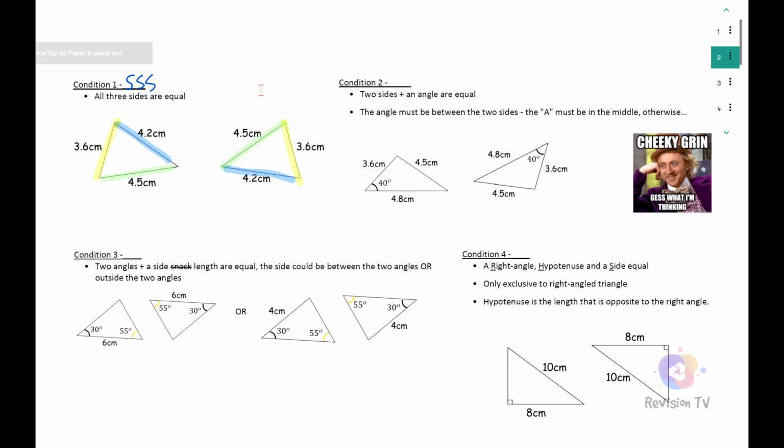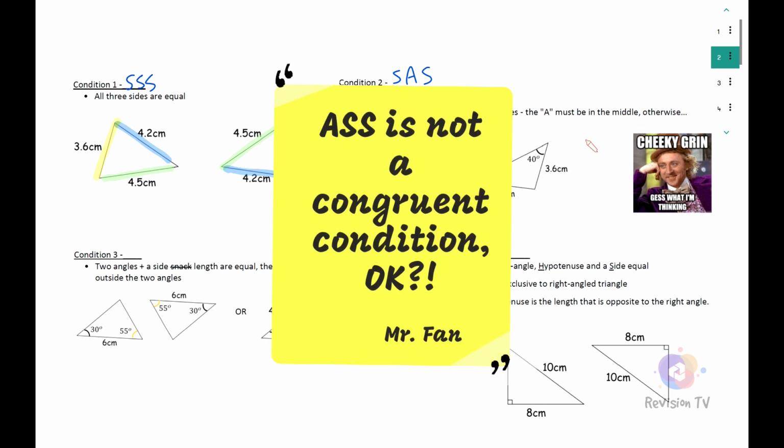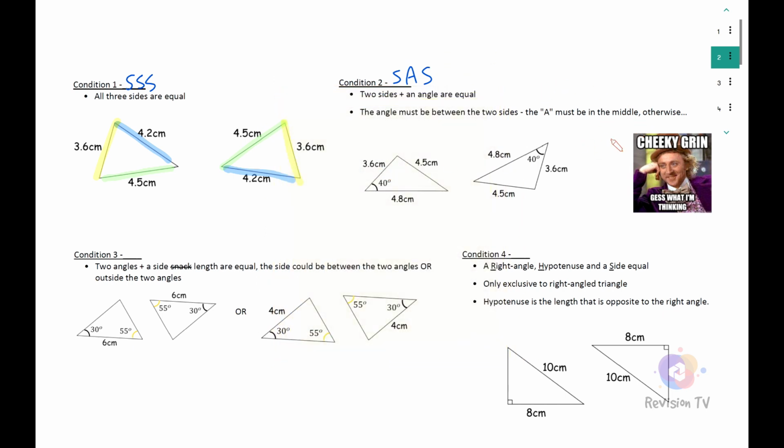Next, condition 2 is called SAS, side, angle, side. So 2 sides plus an angle. Now the angle must be between the 2 sides. So the A must be in the middle. I have got a lot of students laughing at this when I taught them, and some of the cheeky ones would say, "Oh, what happens if you put A in the front?" Well, that is not a condition. Okay, so SAS, right?